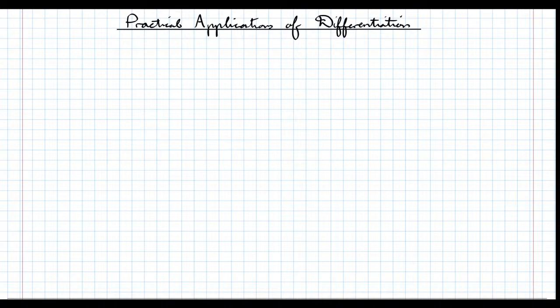Decided to do quite a challenging topic tonight. I think practical applications of differentiation is one of the topics in first year maths that students find probably one of the most difficult, aside from mechanics and logarithms. So let's make a start.